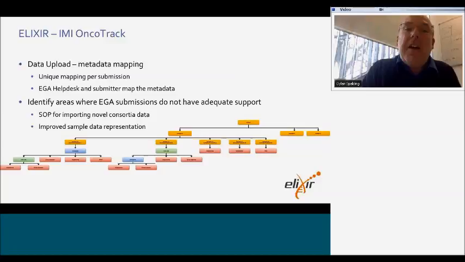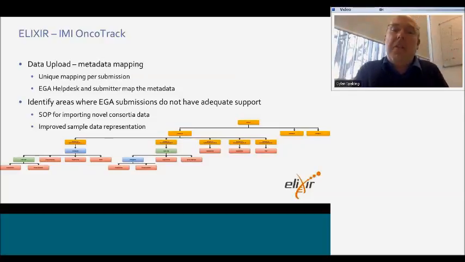Also, we're looking at areas within the EGA where we don't have adequate coverage for submissions such as this. One of these examples would be the sample and also the SOP for importing these data. So we're developing an SOP. This is using an existing EGA help desk person to work with submitters on a one-to-one basis to map their data, and how we map that data into the EGA, and how they set up the DAC processes, any legal requirements they need to go through, and so on, and try to improve the sample data representation.